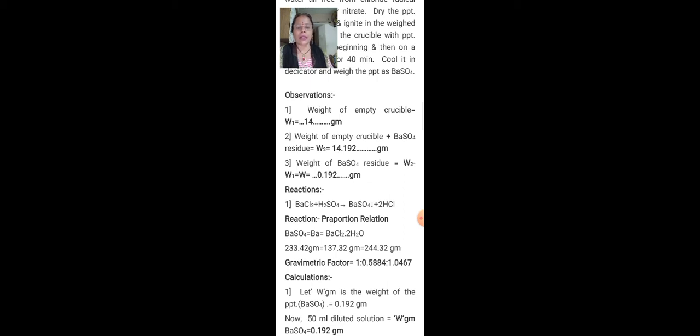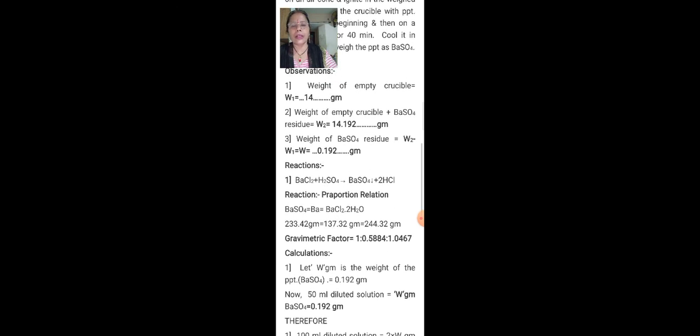So we have barium chloride dihydrate, and from it we are calculating the barium ion in the form of barium sulfate. The calculation comes like this. Let W gram be the weight of the precipitate, barium sulfate, equal to 0.192 gram. We took a 50 ml diluted solution, so in 50 ml, 0.192 gram is there, and therefore in the 100 ml diluted solution it comes to 2 into W gram. If 50 ml has 0.192, then 100 ml has 0.384 gram. So this is for the given solution.